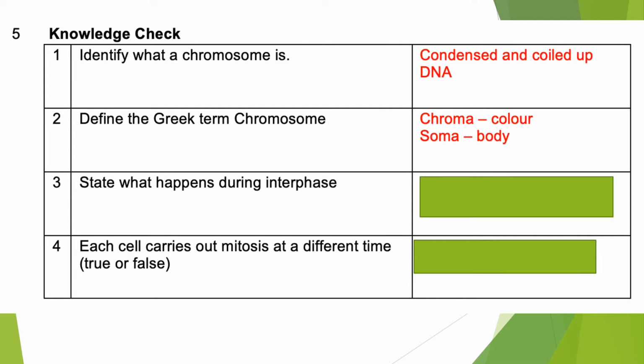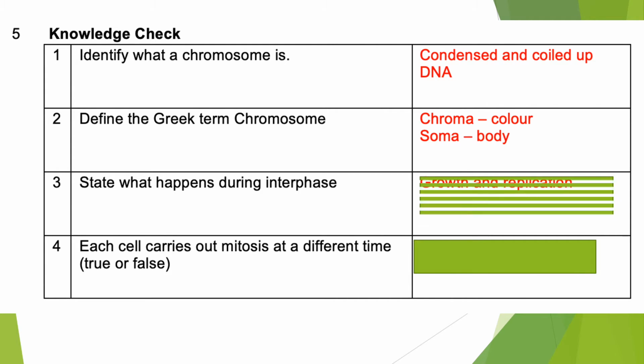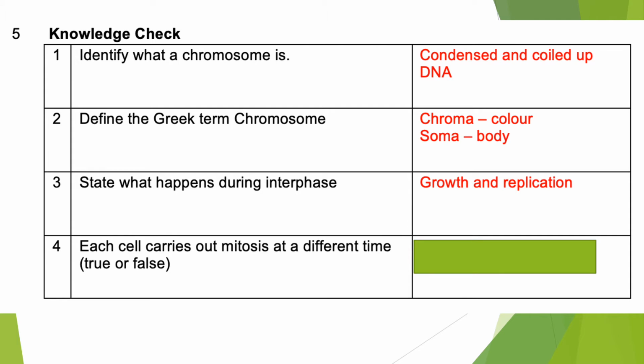Number 3, state what happens during interphase. So if you go back to the last lesson, we talked about the cell cycle, and a majority, or like close to 75 to 80% of the whole cell cycle is interphase. And this is where the cell will grow and replicate itself in preparation for mitosis.